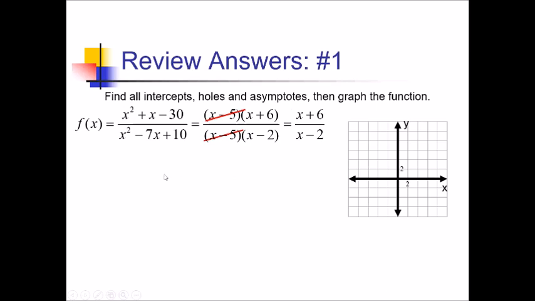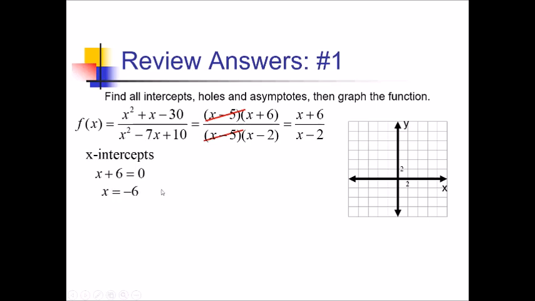For intercepts, I'll start with the x-intercepts. Those are going to be x values that zero out the simplified numerator up here of x plus 6. So if I set that equal to 0 and solve, I have negative 7 for my x-intercept, or negative 6 rather.